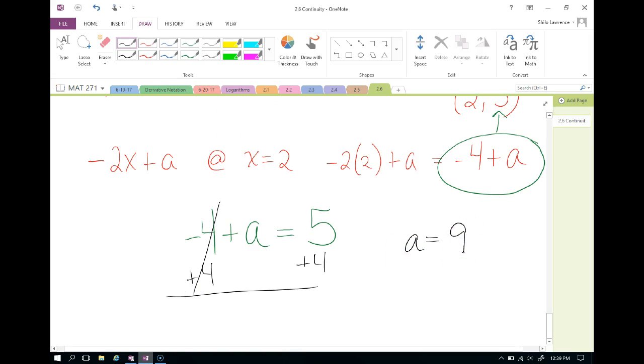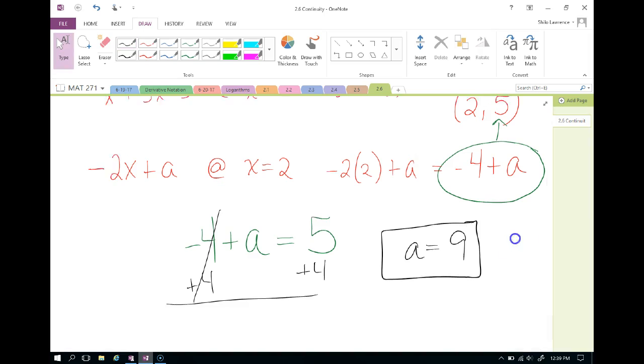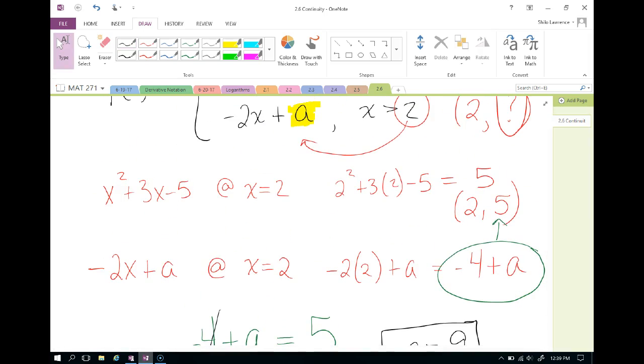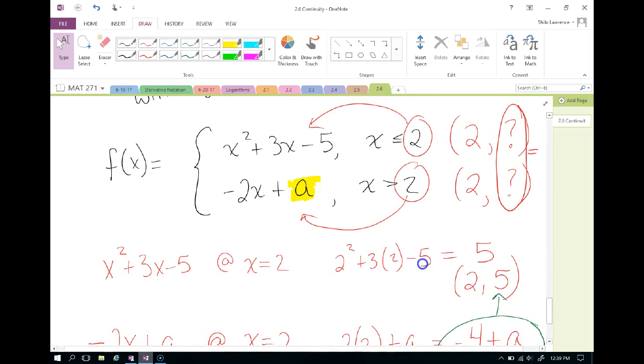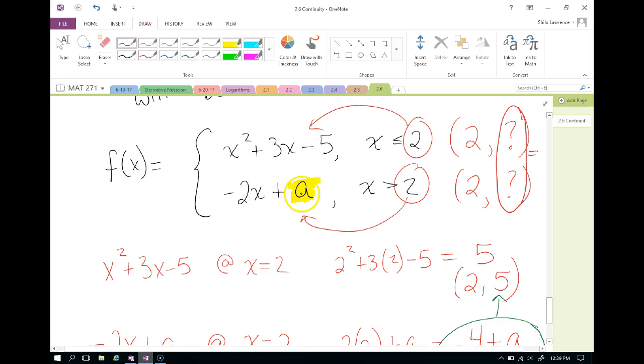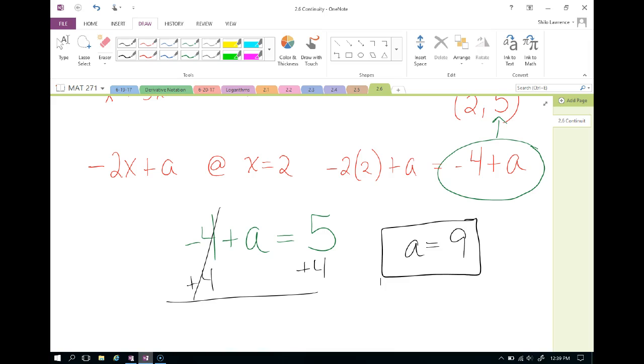If a equals 9, then this function will be continuous. If a is anything else, then it won't. It will not be continuous, and there will be a giant gap in the graph. So that line needs to be negative 2x plus 9. If it's anything else, we'll have a gap in the graph.